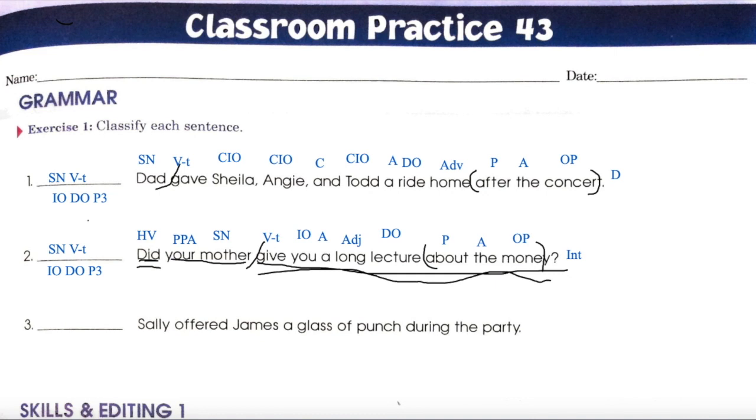Let's go ahead and do sentence 3. Sally offered James a glass of punch during the party. This one is not as hard as the other two. I wish your workbook would have started with one like this. You might be able to do this one on your own. Who offered James a glass of punch during the party? The answer is Sally. It's our subject noun.